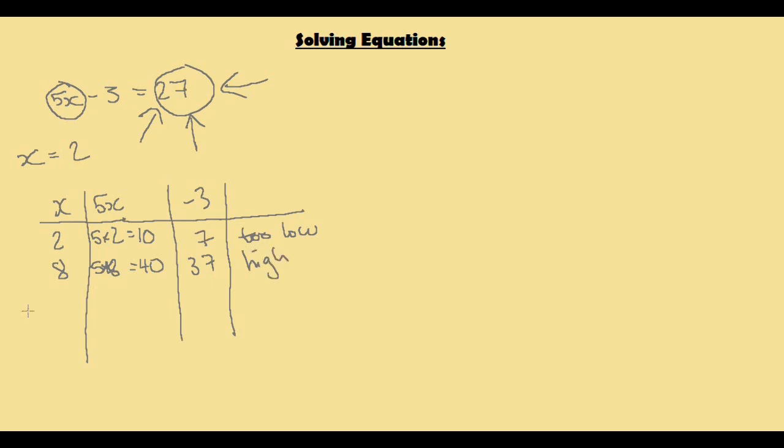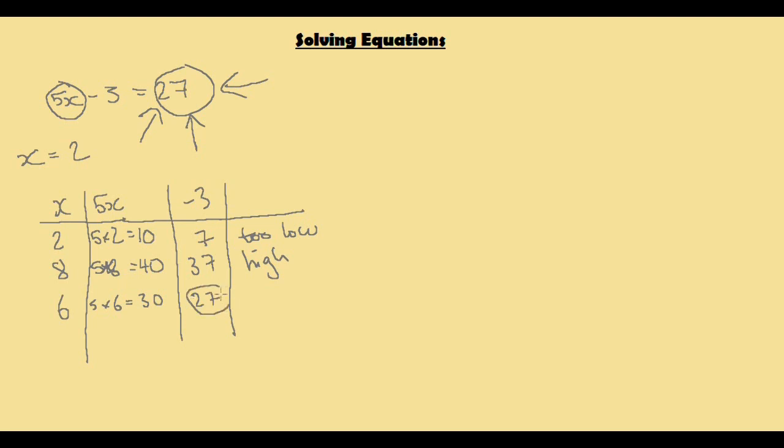So the next step is to go a bit lower, improve again, and say, well, I know it's not 2, that's too low. I know it's not 8, it's too high. So let's go somewhere in the middle. And I'm going to choose 6. So then just do the same process again. 5 times x, 5 times 6 is 30. And then take away 3 from 30 makes 27.